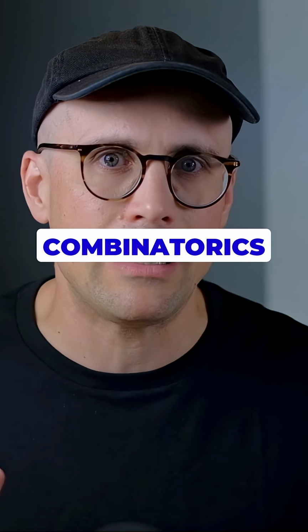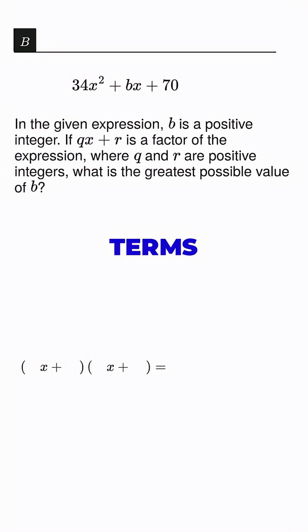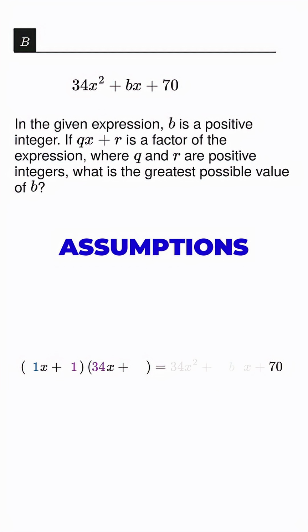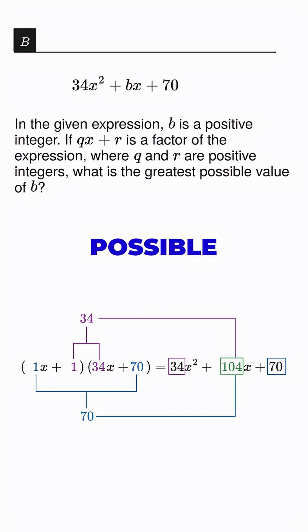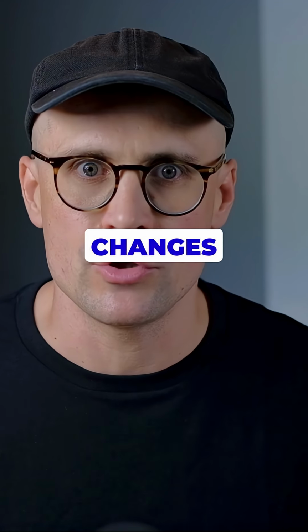It's about combinatorics. To create your quadratic from two factors, your first terms need to multiply to give 34, and your last terms need to multiply to give 70. You can then calculate the value of B based on your initial assumptions. But this is just one possible value. Change your assumptions, and your B value changes too.